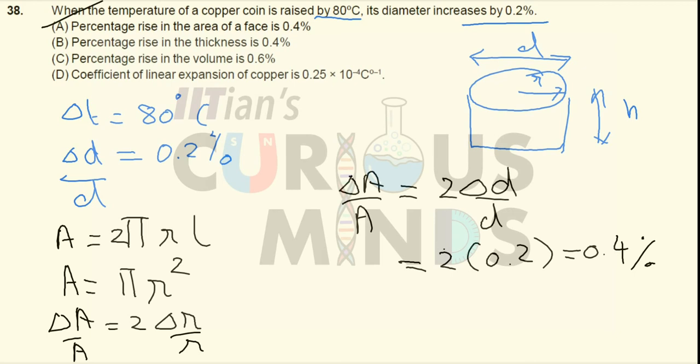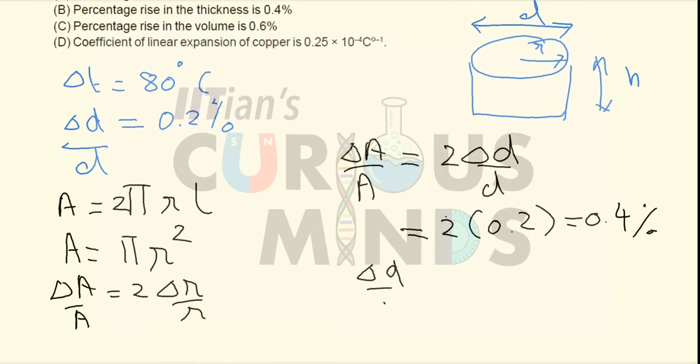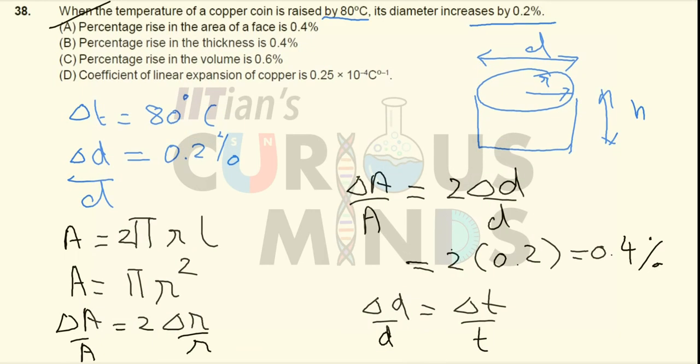Percentage rise in the thickness. Now thickness is a single dimension and diameter is also one dimension. So the change in thickness will be equal to the change in diameter. So the percentage change in thickness should also be equal to 0.2%. So option number B is incorrect.